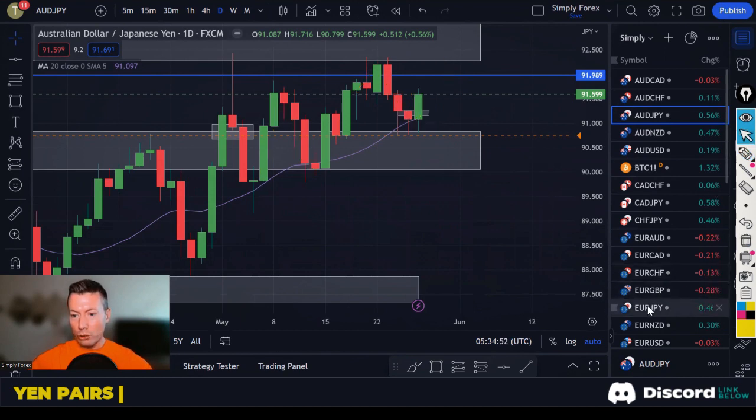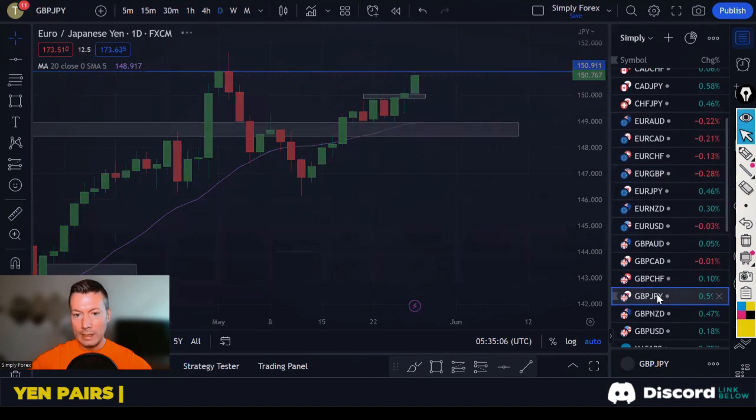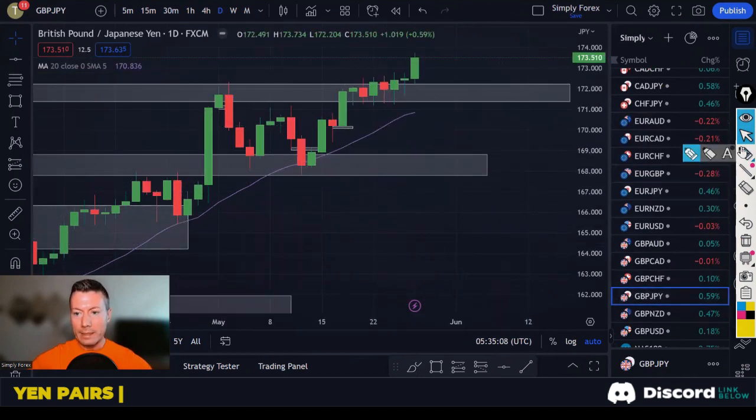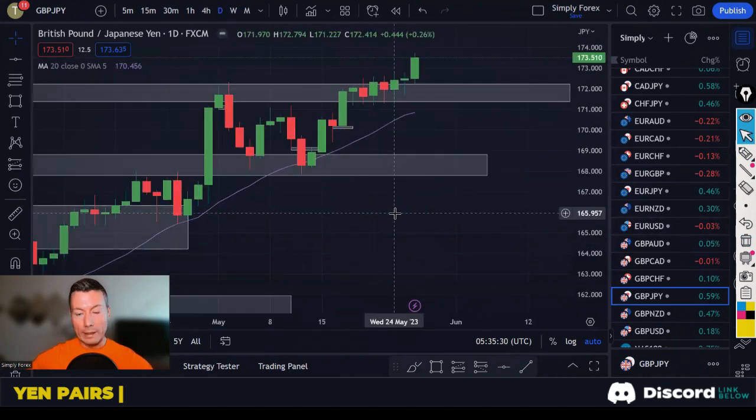Let's have a look at another one, Euro yen. This less so, guys, because it's hitting support. So this is why I don't particularly like this one. Let's look at another pair, pound yen. The thing with pound yen, again, it's very overbought, especially if we look at the weekly chart. Look how far price is from this moving average 20 on the weekly chart. Super overbought.